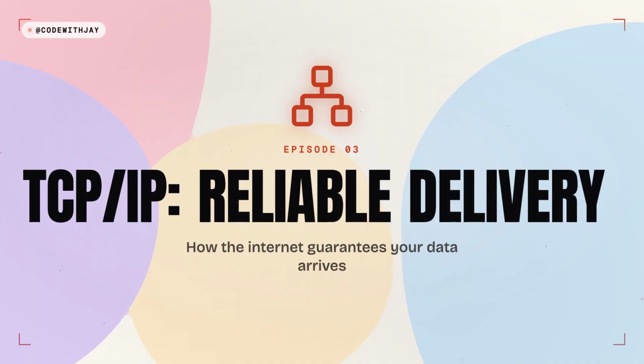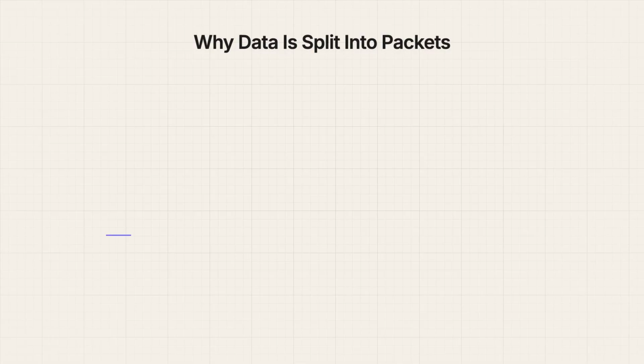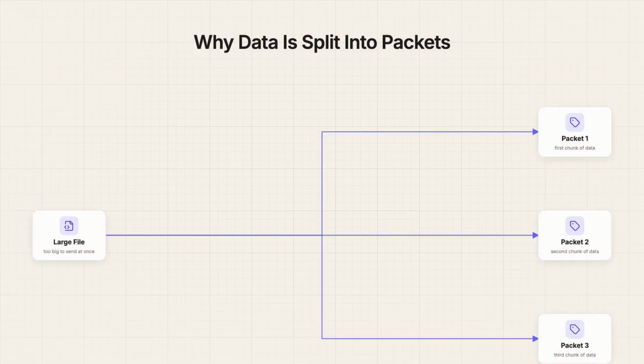In this episode, we go deep into TCP and IP, the two protocols that work together to move data reliably across thousands of routers. You will see exactly how packets are created, addressed, routed, confirmed, and reassembled on the other end. Instead of sending one massive file across the network, the operating system breaks it into small chunks called packets.